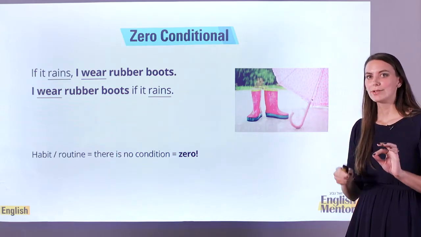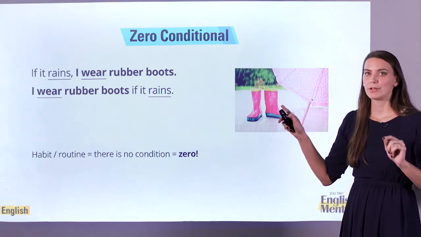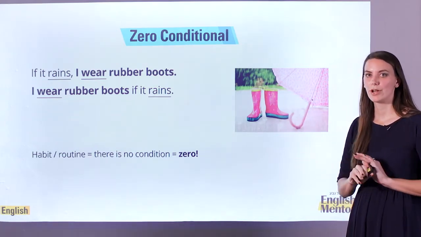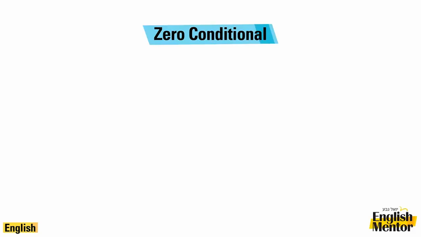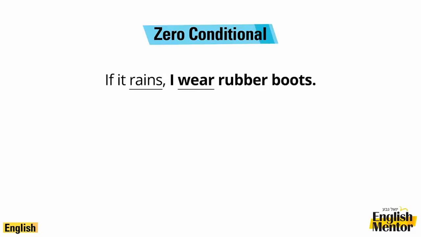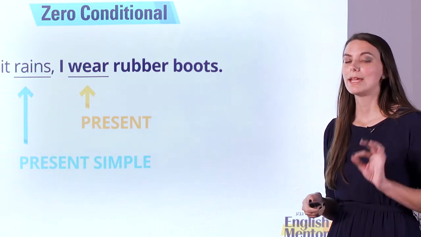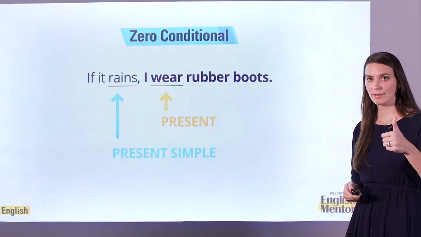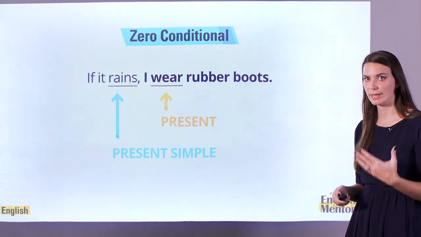So if it's a habit or a routine, there is no condition. Okay? Now, this might not be true for everyone, but it's true for you. No condition. So let's take a look at the structure. How do we form the zero conditional? If you noticed before, you need the present simple form. If it rains, that's in present simple. And the second part of the sentence, I wear rubber boots, that's also in the present. Okay? With the zero conditional, we're talking about scientific facts or things that are true for you because it's a habit or a routine, meaning no condition.